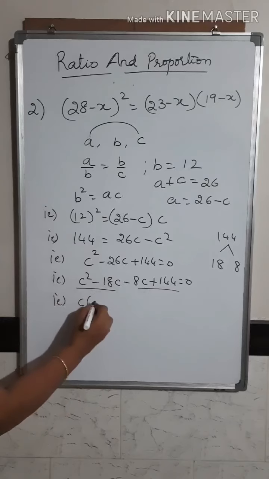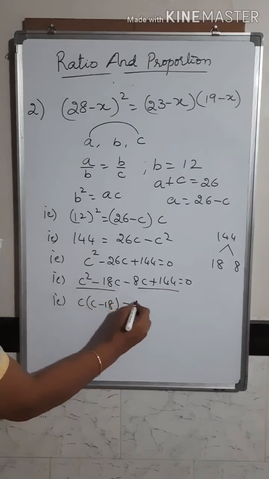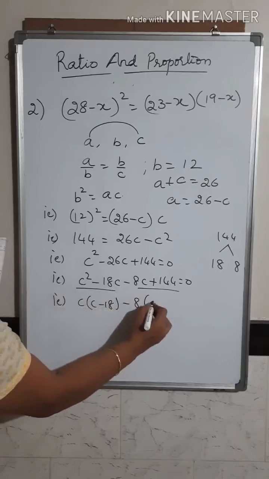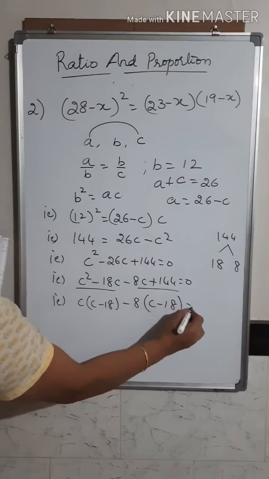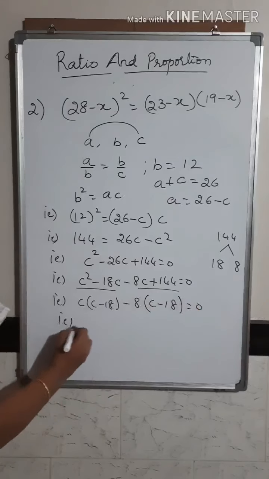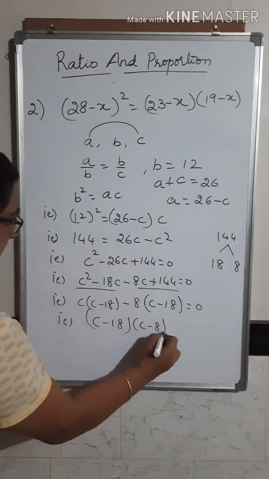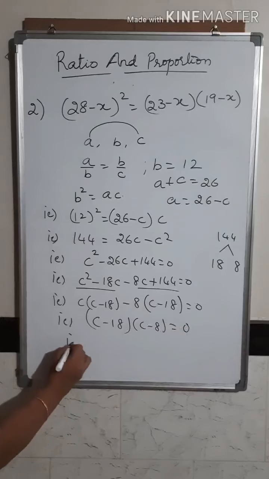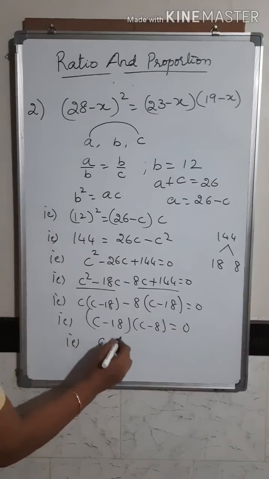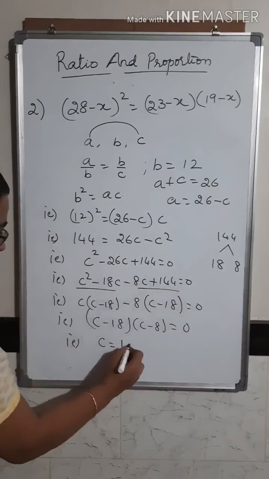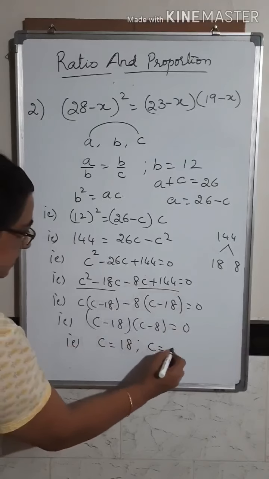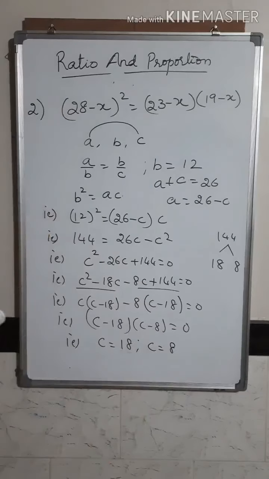C is common, C minus 18, A is common, C minus 18 equal to 0. So you get C minus 18 into C minus 8 equal to 0. From this, take 18 to the other side, plus 18, and C is equal to 18, and C is equal to 8. So these are the two values of C you get.